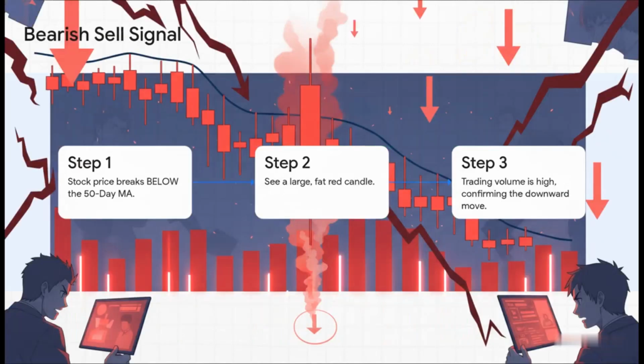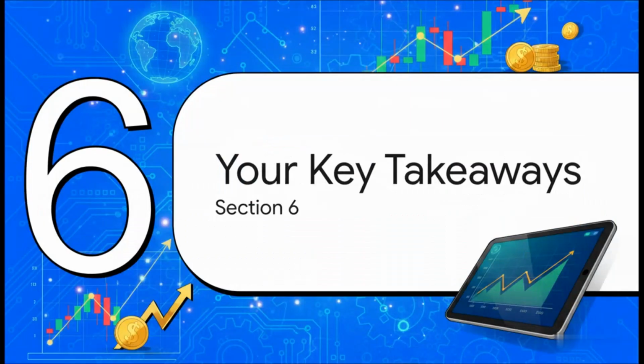And the best part? The sell signal is just the exact opposite, which makes it incredibly easy to remember. First, the price breaks down below the 50-day moving average. Second, you see a big, fat red candle showing that sellers are rushing for the exits. And third, you see high volume, which confirms that a lot of people are selling. It's the same logic, just flipped on its head. And believe it or not, that's basically it. That's the entire strategy. You now have a simple but incredibly effective framework that traders all over the world use.